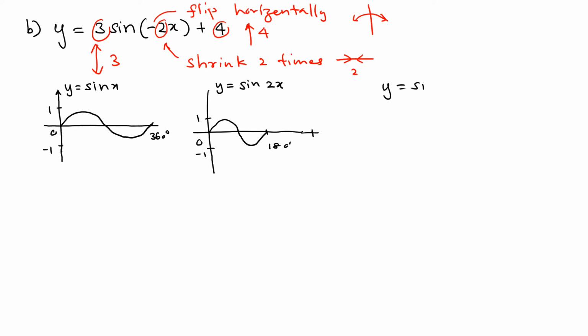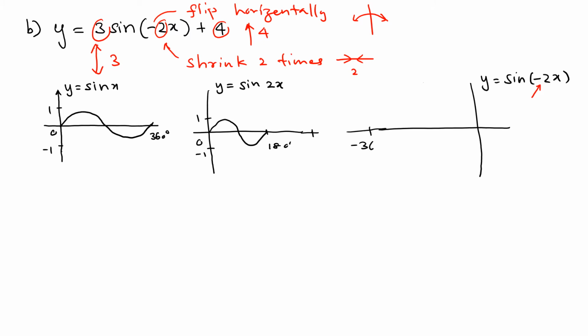y equal, we can put the negative sign now. Since it's going to flip, we're going to get space on this side. So this is y equal sine -2x. So we have the negative sign now. What the negative sign does is we're going to flip this graph to the other side. So it's going to jump to the other side. So this is 360. This is -360. So this is -180.